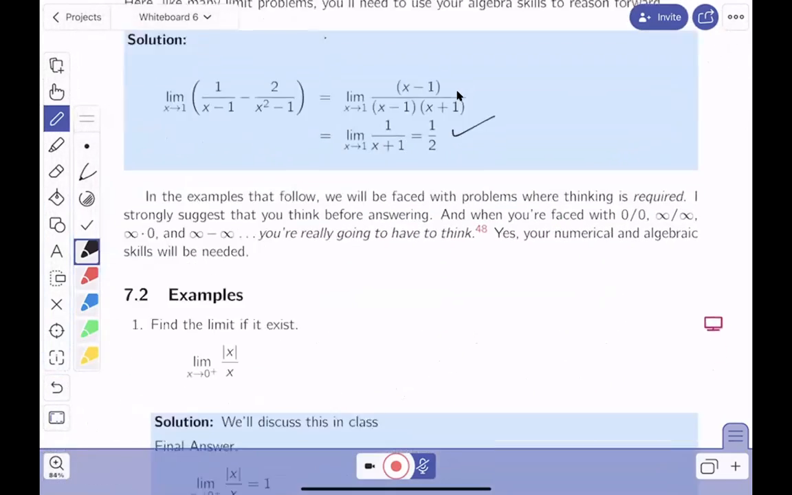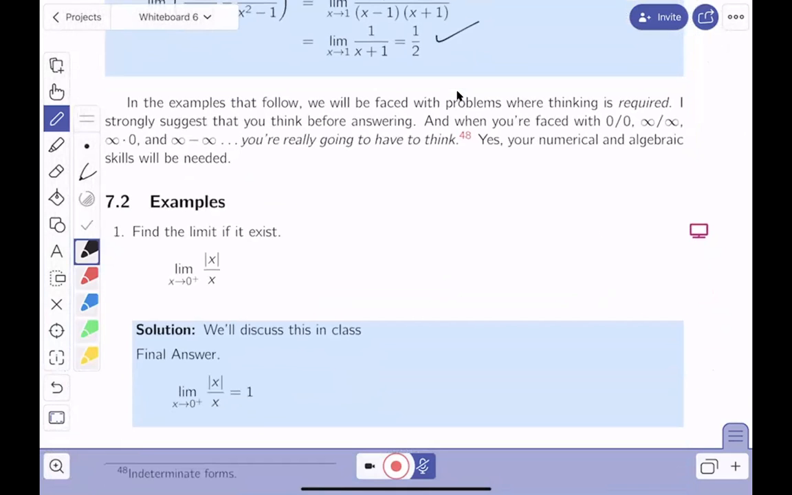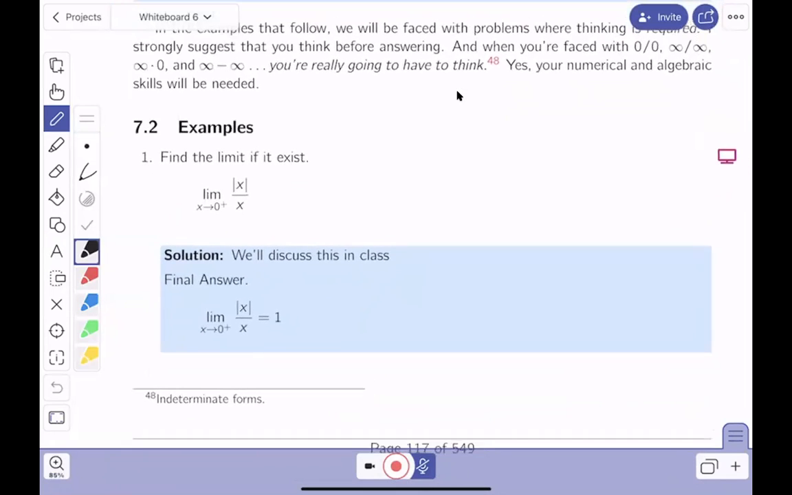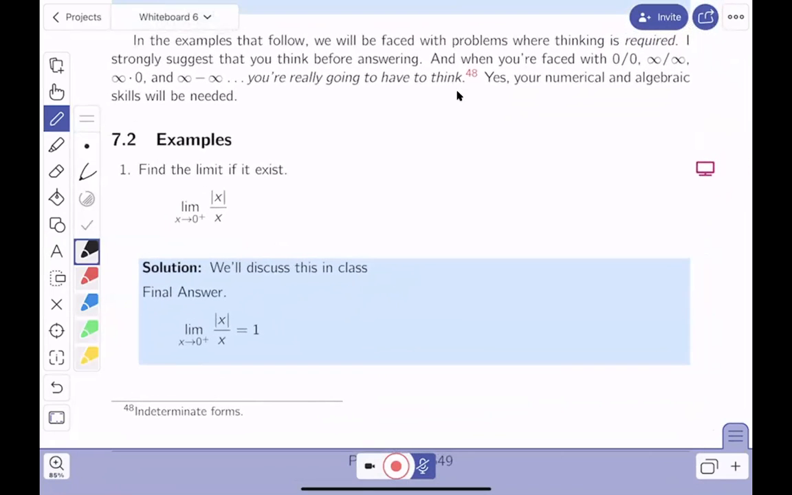Now, here's the problem. In the examples that follow, you'll be faced with problems where thinking is required. I strongly suggest that you think before answering a question. I really do. And when you're faced with 0 over 0, infinity over infinity, or infinity times 0, or infinity minus infinity, you really need to think very carefully. What I mean by this is that if you don't think and you just simply blindly plug in, you're going to get a wrong answer a lot of the time. We're trying to prevent that from occurring for you. So numerical and algebraic skills will certainly be needed. What do you need? Prerequisite skills, Math 100, Math 119, Math 120.